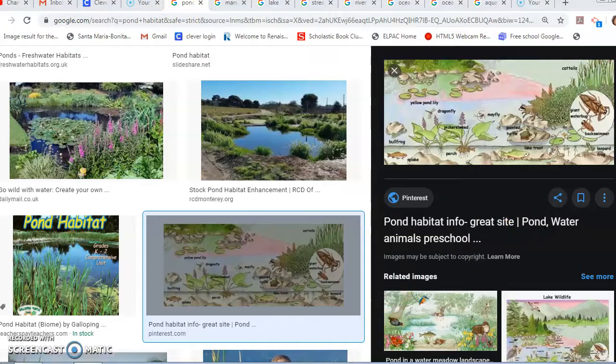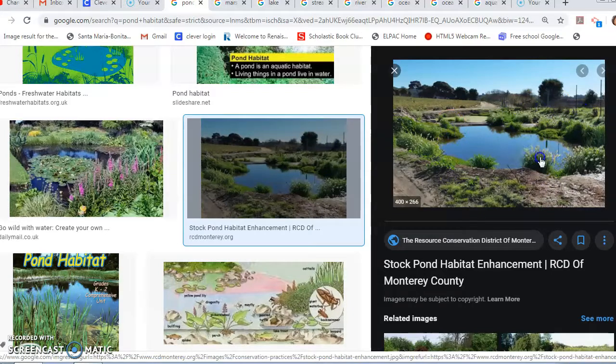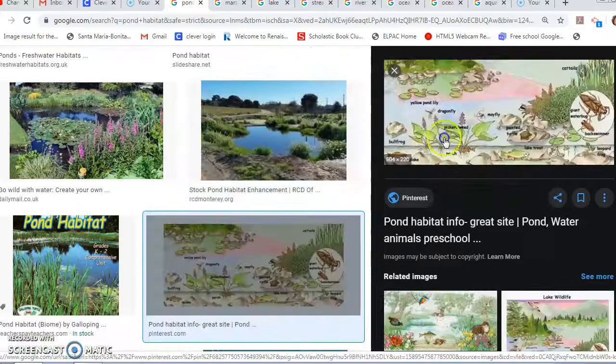So here are some pictures of a pond. This one is a good one. I have something like this near my house. That's a pond. And then right over here I have some animals that live at a pond. So I see here lots of bugs, like the giant water bug, a mayfly, a back swimmer, it says. We have some fish here and some turtles. So I'm going to write those animals down.